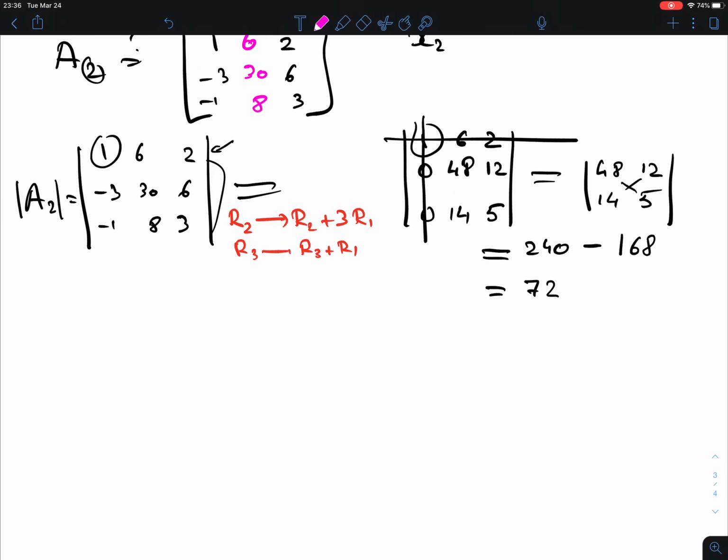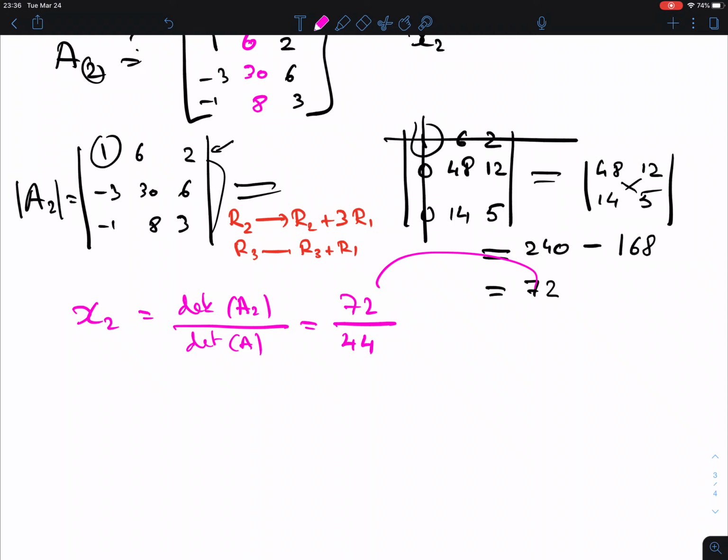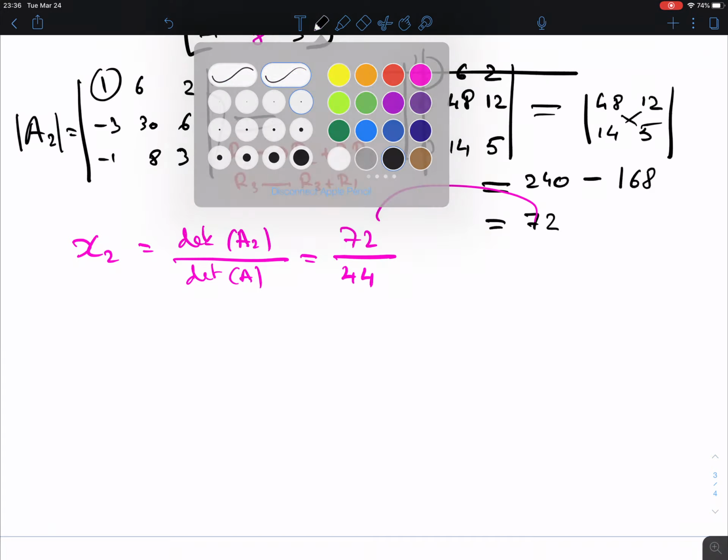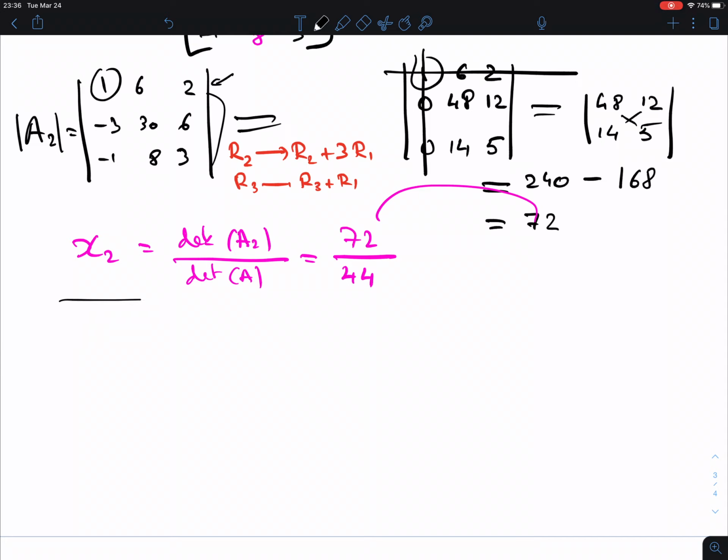So we know now that X2 is the determinant of A2 divided by the determinant of A. That stays the same, which is 44. We had already calculated it, and this one we calculated was 72. And there is the coordinate of X2. Okay, so please try to find what the coordinate of X3 is. I'll show it, but you should try it by yourself now.